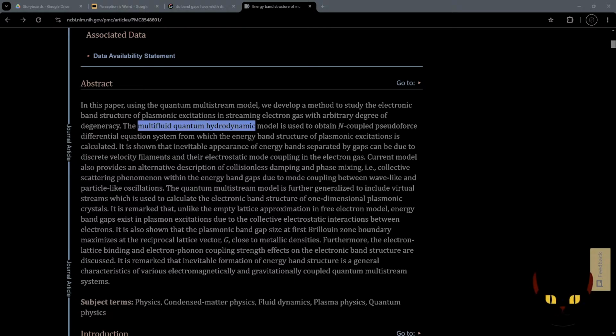Though anytime somebody puts something like this in their abstract, multi-fluid quantum hydrodynamic model, part of me has to wonder if they're just intentionally making their abstract hard to understand. Right, the goal of an abstract is to make it as simple as possible so that the widest possible audience knows what the paper is about. They may not be able to read the actual paper.